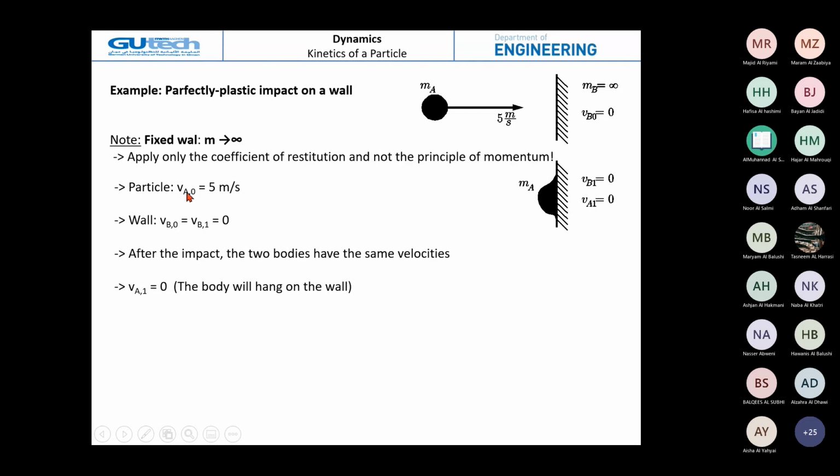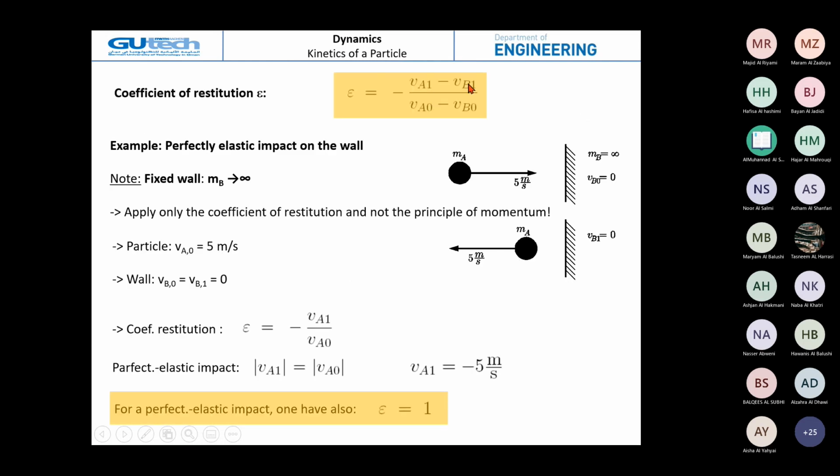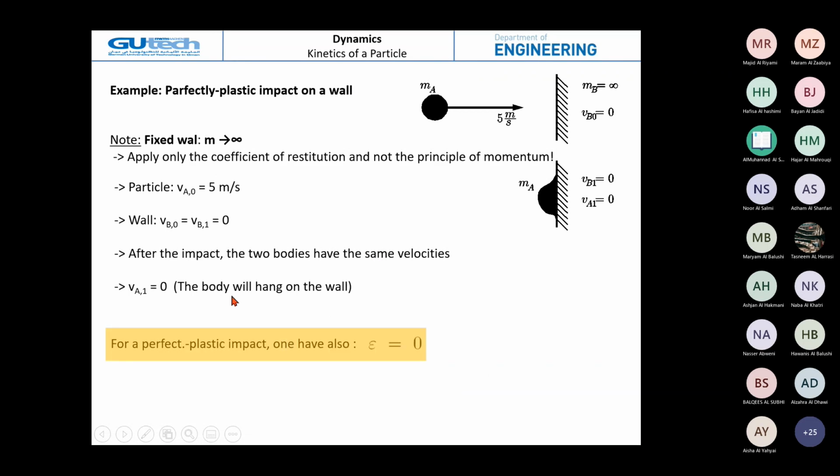Now the particle A has this initial velocity. The wall has a velocity before the impact and after the impact equal to zero, as it's fixed. After the impact, VA1 is equal to zero. In this case, the body will hang on the wall. Then in the expression here, the difference between VB1 and VA1 will be equal to zero. If the difference is equal to zero, epsilon should also be equal to zero. Then it means that for perfectly plastic impact, epsilon is equal to zero.